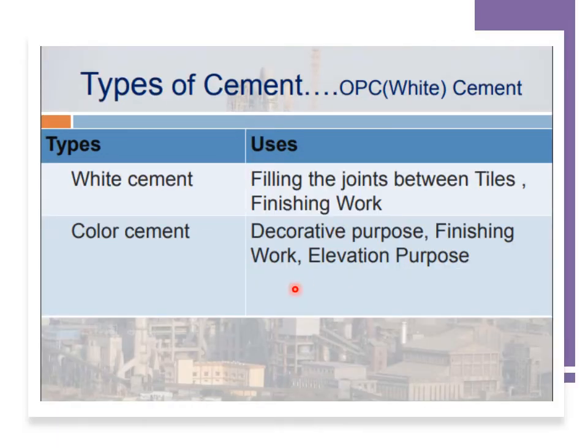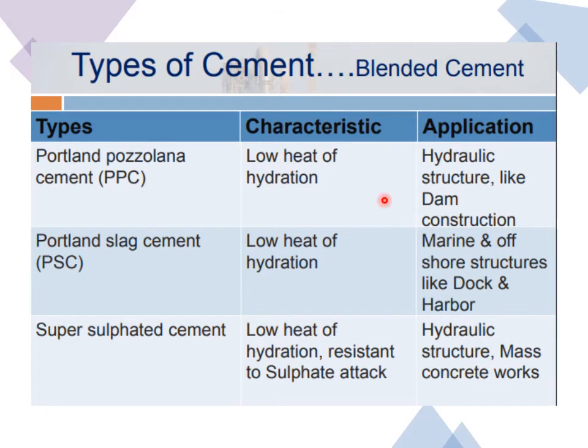And we have white cement, and we also have colored cement available in the market. So these can be used for decorative purposes. White cement we usually use for filling up the joints of tiles and for finishing works. Colored cement is usually used for decorative purposes. Okay, so these are the applications.